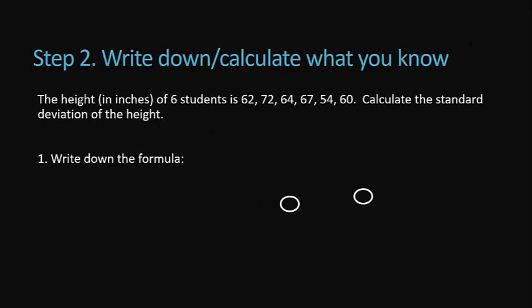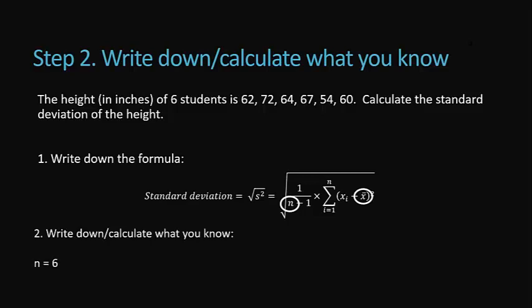The next step, once you write down the formula, is to calculate what you can actually know easily. Back to the formula for the standard deviation, we already know n, and that is equal to 6. And x bar is easily calculated because that's the mean. X bar is the sum of all the individual observations divided by the total number of observations. Here we have 6 students, so n equals 6.